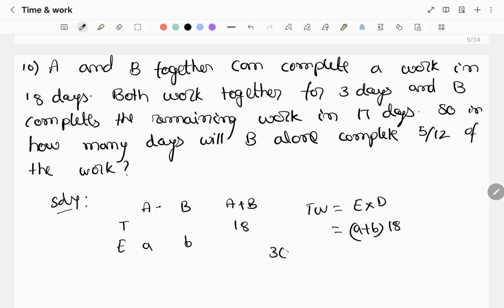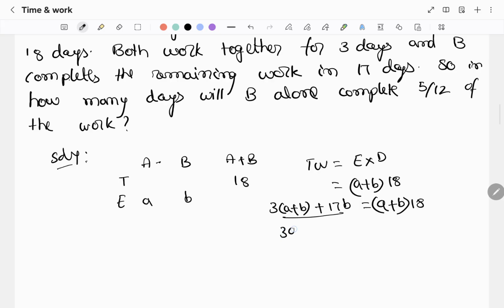They are given that both together work for 3 days, which means 3 into A plus B. Then B completes the remaining work in 17 days, and B's efficiency is B, so 17 into B. What is the total work? A plus B into 18. These both should be equal. So expanding, 3A plus 3B plus 17B is equal to 18A plus 18B.